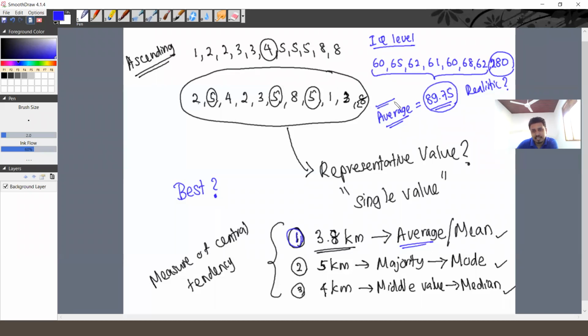So now again tell me, can we consider the mean or the average as the best measure of central tendency?